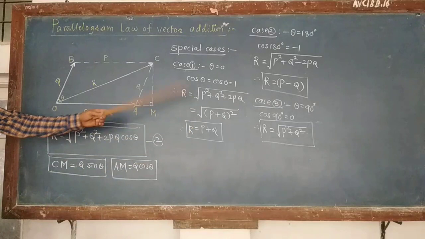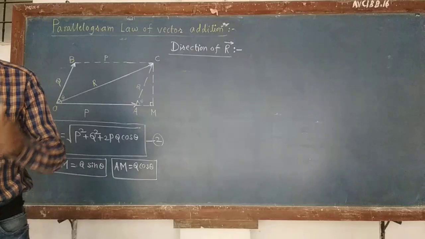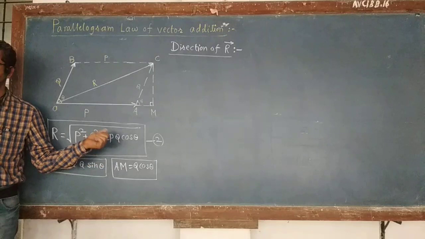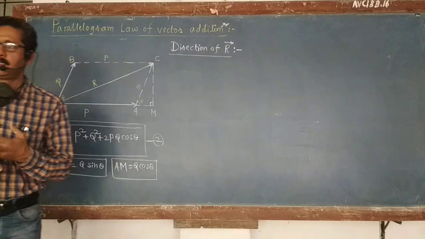These three are the special cases in this particular case. Okay. So what we have studied till now in this parallelogram law was the proof of this equation, R is equal to root of p squared plus q squared plus 2pq cos of theta. We have also studied its special cases. And now we almost come to an end of this.